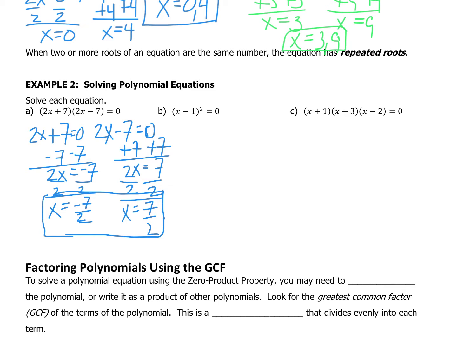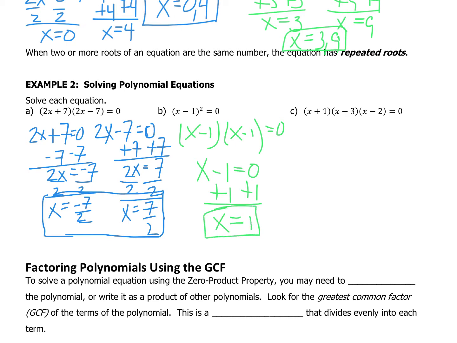Now the next one's interesting because when you see this, x minus 1 squared equals 0. Well, if you think about it, that's really x minus 1 times x minus 1 equals 0. Well, I don't really need to do both of those with the zero product property because really they're the same expression. So here's a case where only one answer is going to come out. I won't be getting two answers for that one because there's only one type of expression, x minus 1.